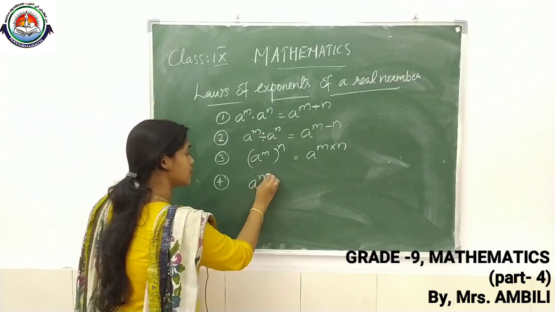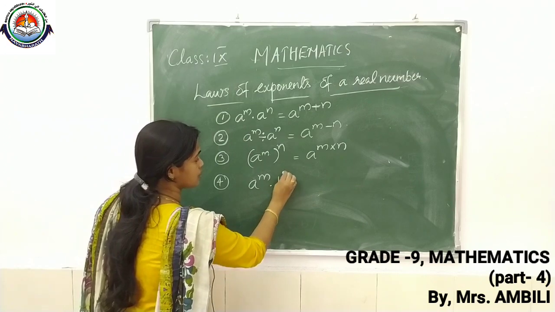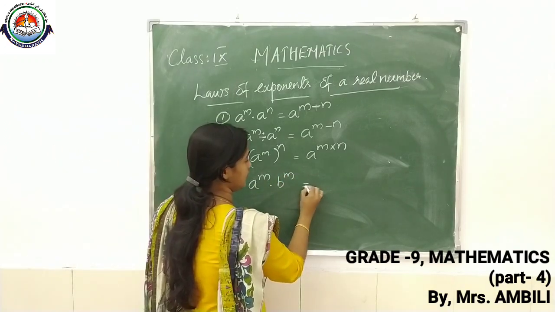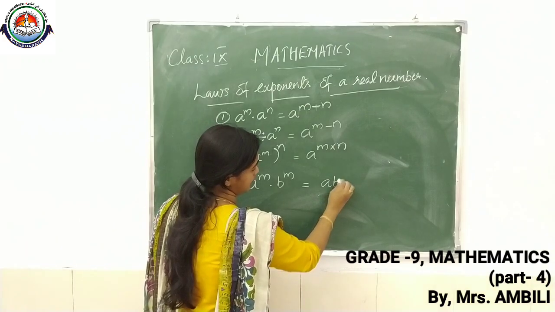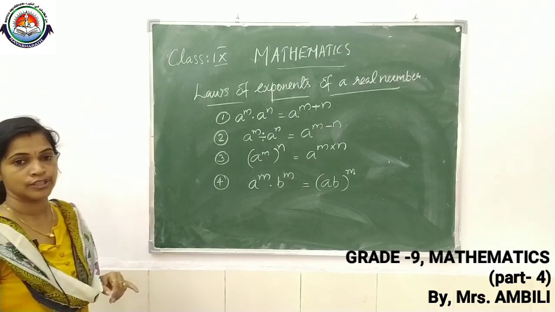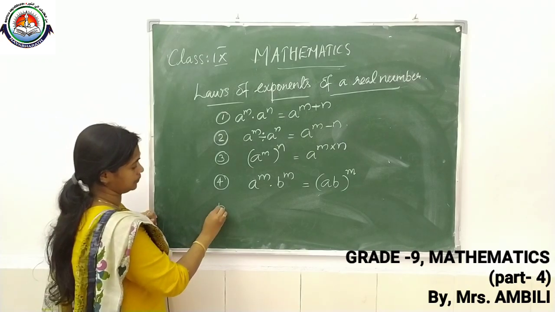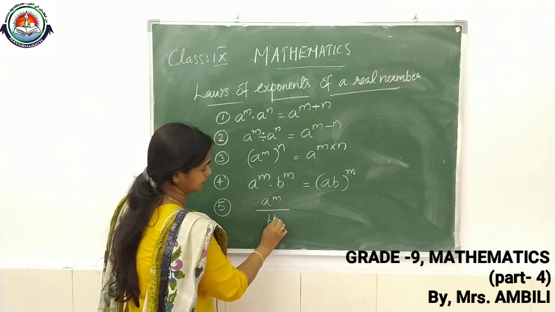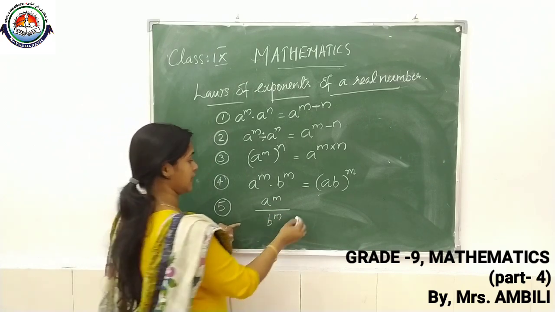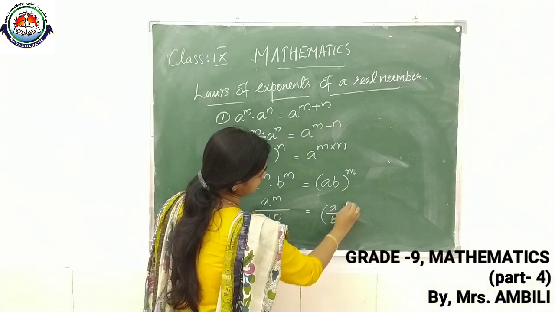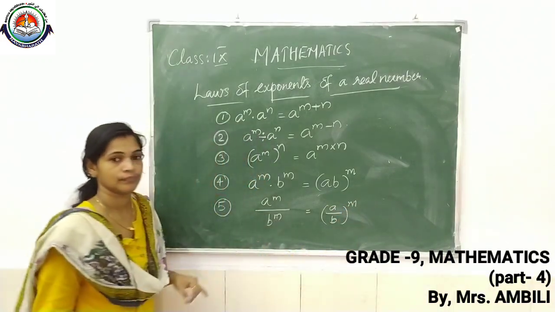Fourth one, a raised to m into b raised to m, that we can write as a b whole raised to m. Then what is a raised to m by b raised to m? That we can write as a by b whole raised to m. Clear?